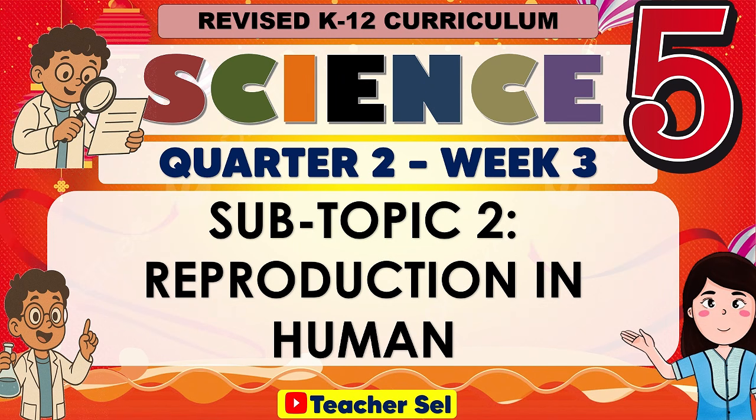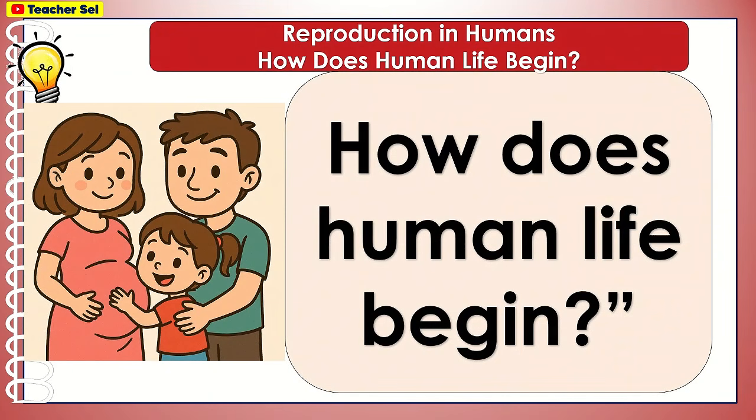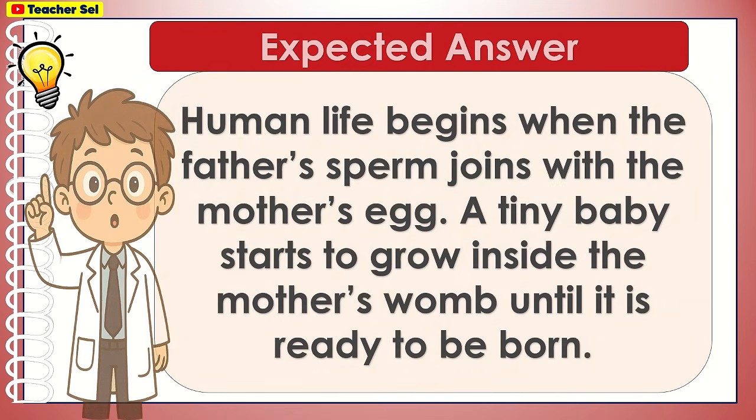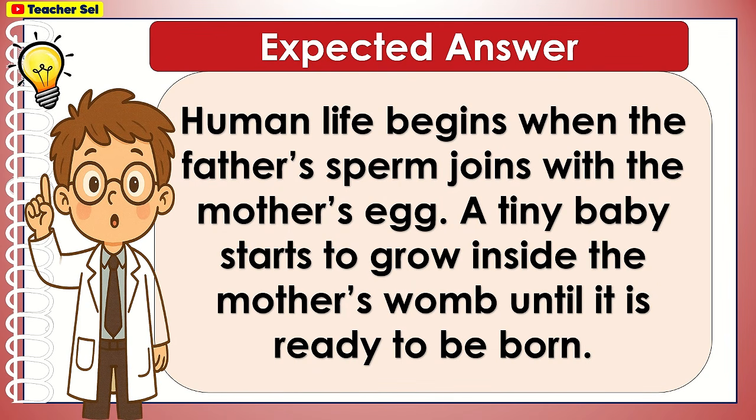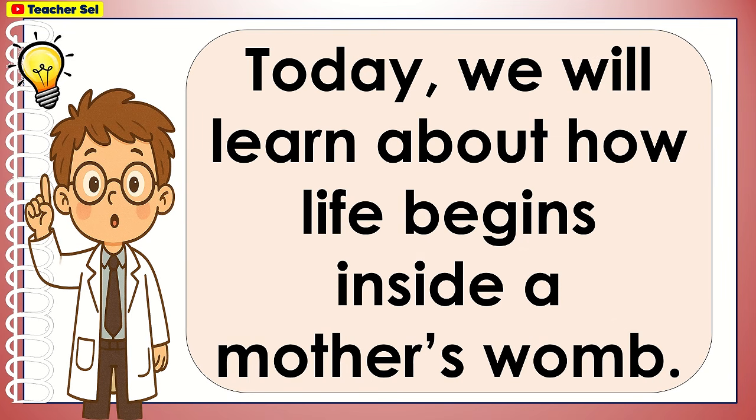For subtopic 2, reproduction in human. Reproduction in humans. How does human life begin? Human life begins when the father's sperm joins with the mother's egg. A tiny baby starts to grow inside the mother's womb until it is ready to be born. Today, we will learn about how life begins inside a mother's womb.